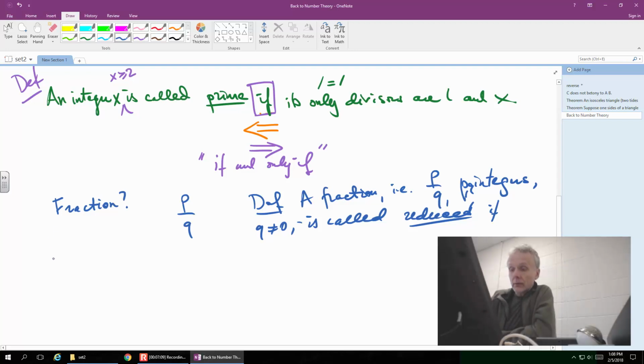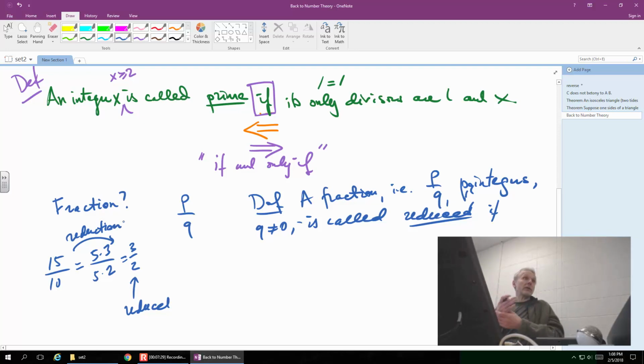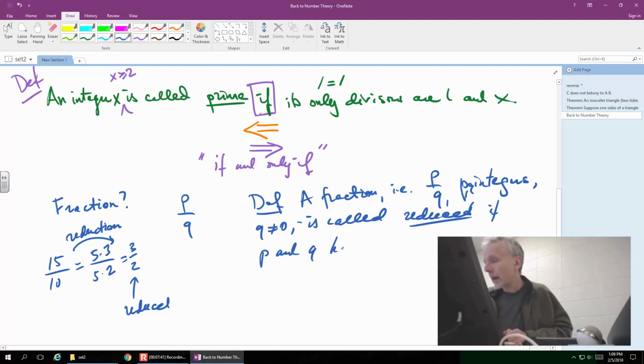So 15 over 10, right? It is 5 times 3 over 5 times 2. I cancel 5, I have 3 over 2. So this one is reduced, right? And this is the reducing, or reduction, whatever you call it. This is the process of canceling factors, and now we know that we could cancel one prime factor at a time, but the general idea is this: a fraction is reduced if p and q have no common factors.